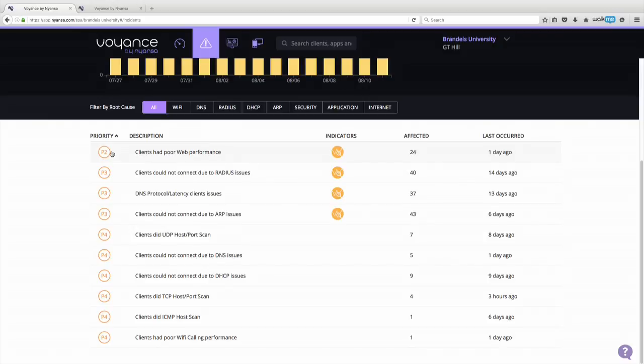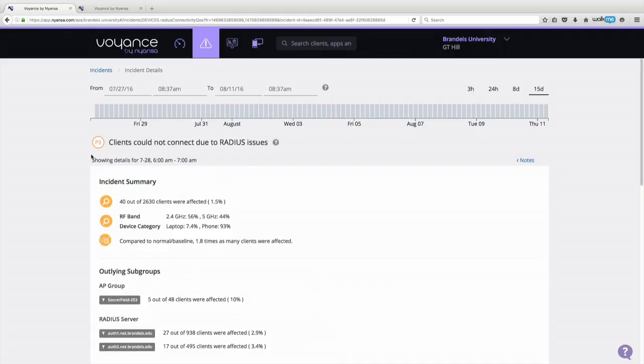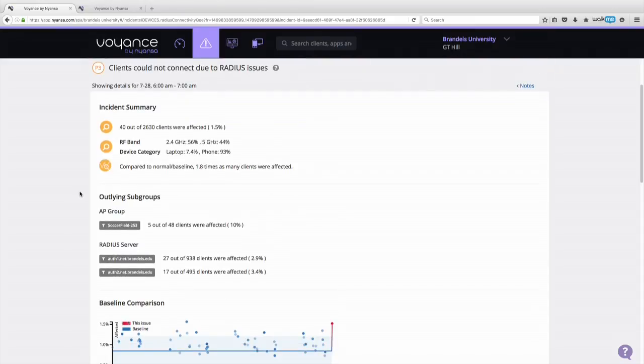These are different levels of priority. Priority is set, remember, based on baseline. I'm going to use RADIUS as an example for that. So a P3 level issue: clients cannot connect due to RADIUS. This can be wired or wireless. So if you're doing 802.1X on the wired side, we see this. We will differentiate it. Outlying subgroups.